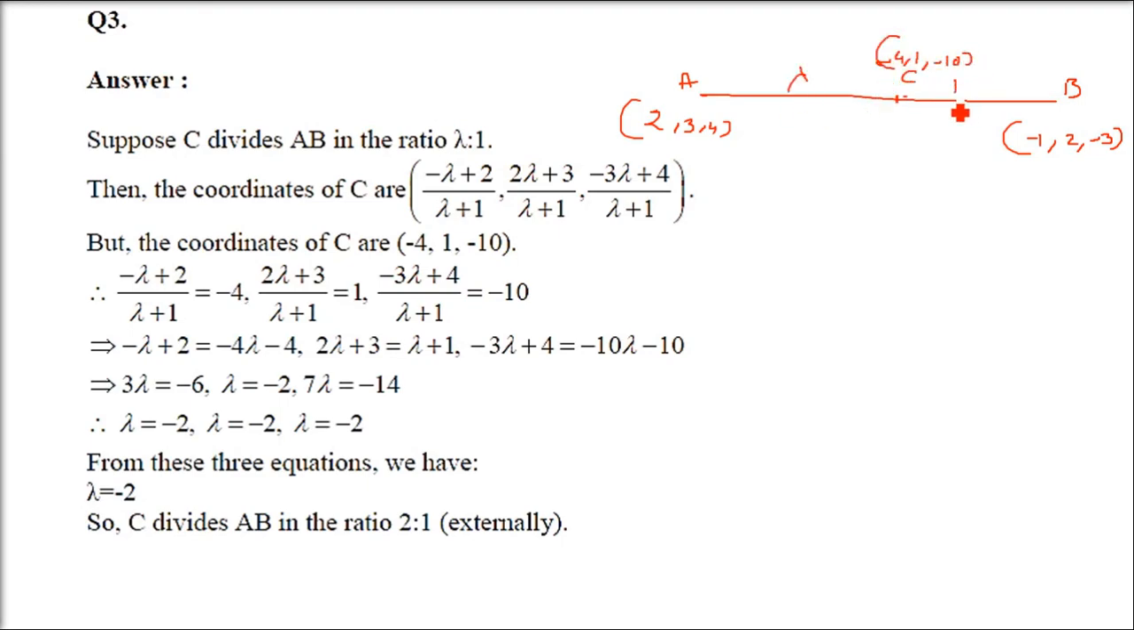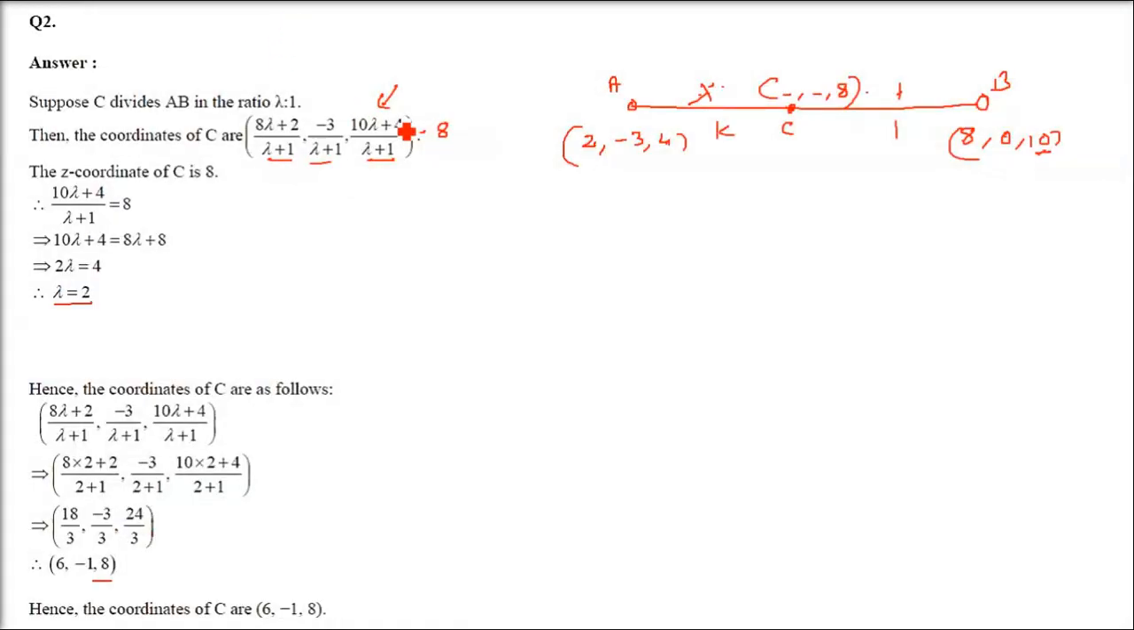So what we have to do, this is lambda and 1. So lambda into minus 1 plus 1 into 2 divided by lambda plus 1 is the x point, equal to minus 4. Then the second one is 2 into lambda and 3 into 1, add them, divide by lambda plus 1, this is the second point, and minus 3 into lambda and 4 into 1 divided by lambda plus 1 is going to be the third point. Either you use any of these, from one equation only you will get lambda. Every time you take these 3 equations, you will get lambda as minus 2 only.